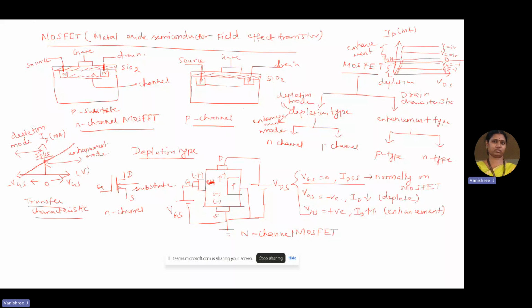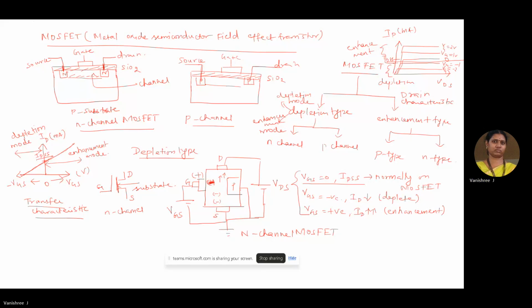So it is very well clear that IDSS is a minimal value that exists when VG is equal to 0, and when the gate source voltage is increased in the positive manner, for the given gate source voltage, the drain current increases and gets saturated in its value. Likewise, when the gate source voltage is made more and more negative, it decreases in its value and gets saturated for the given gate source voltage. So this is the drain characteristics.